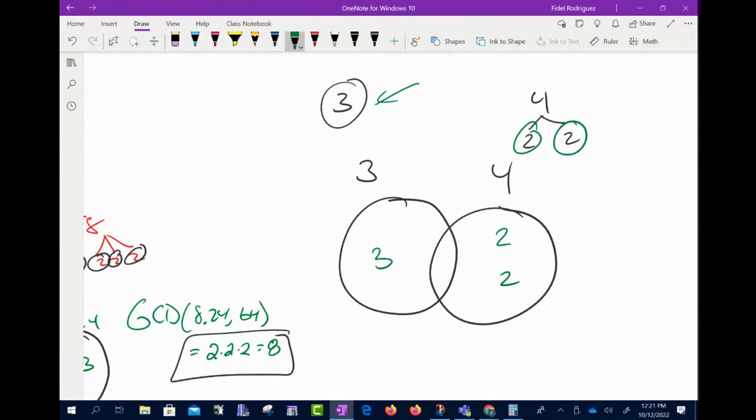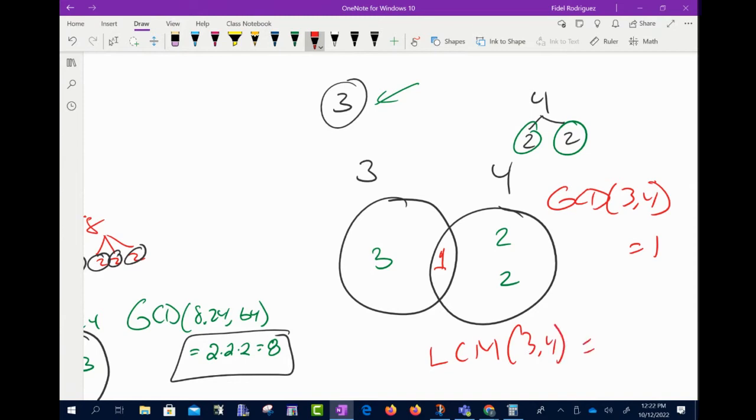Now, y'all, when we don't have anything in common, we can always say, you know what, there's one number in common, and that number is going to be the number 1, okay? Because we can really divide them both by 1, right? So my greatest common divisor between 3 and 4 is going to be equal to 1, okay? And then our least common multiple between 3 and 4 is going to be 3 times 2 times 2, which should just give us 12, okay?